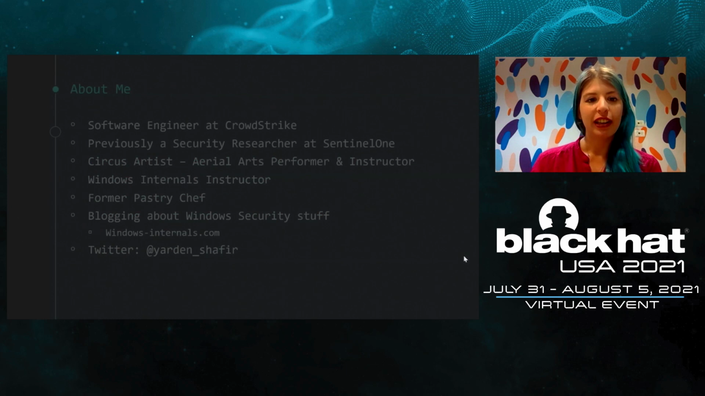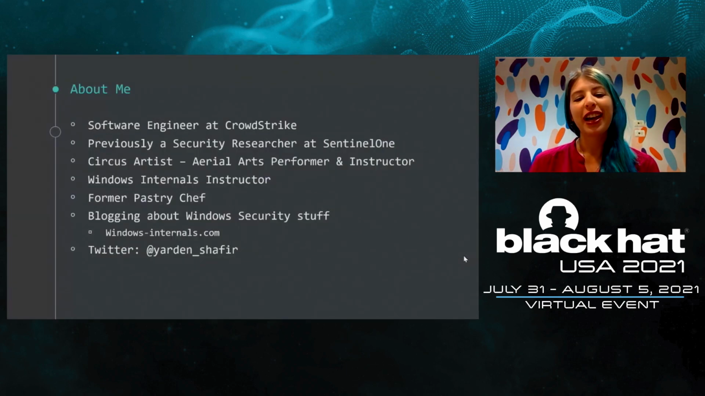So before I start, I'll just introduce myself as usual. I'm a software engineer at CrowdStrike. Before CrowdStrike, I worked at SentinelOne. I did security research and software testing. I'm also a circus artist doing aerial arts, and I used to be a pastry chef. And outside of my day job, I teach Windows internals classes with Alex Ionescu at Winsiders. I blog and generally rant about Windows and security and stuff on Twitter or in a blog that's here on the slide if you're interested later.